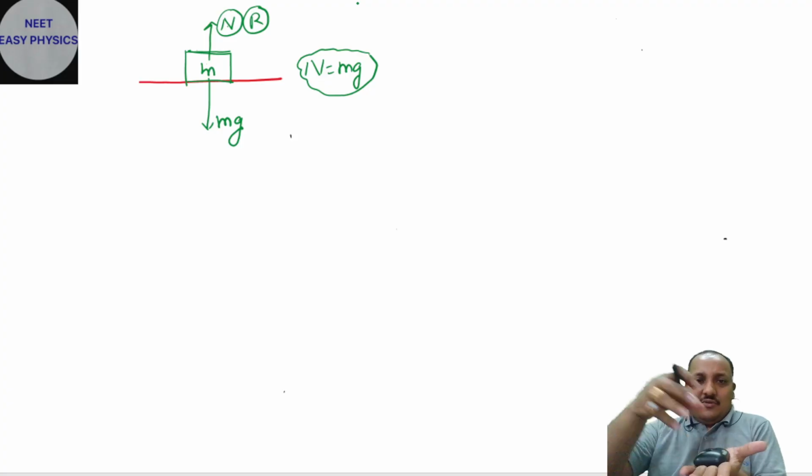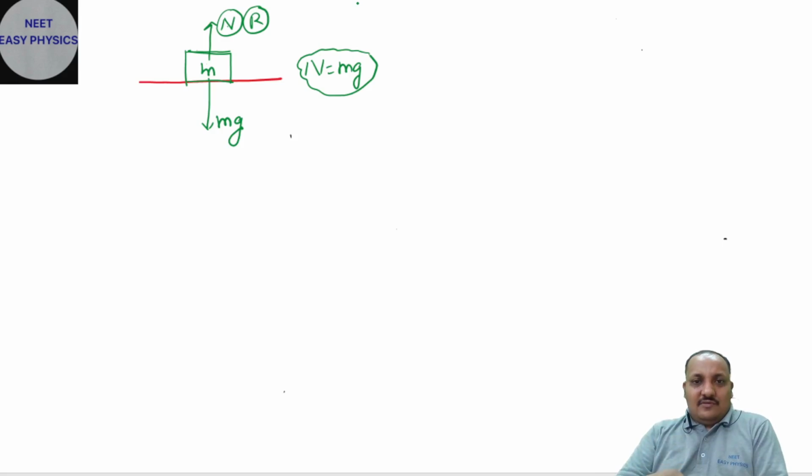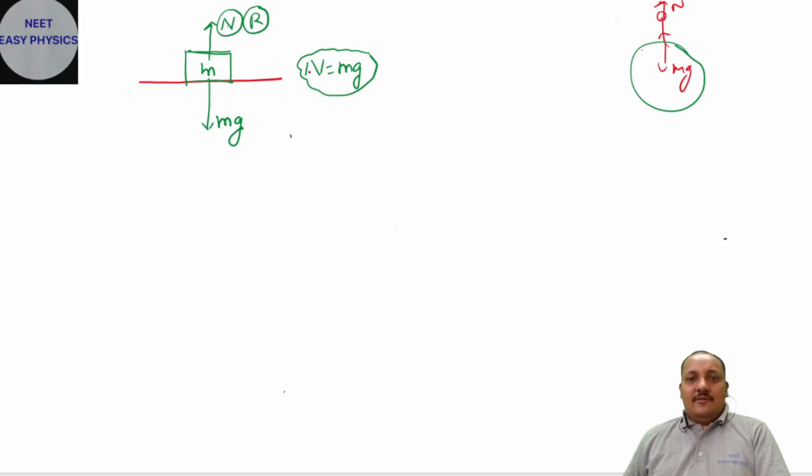If you keep more objects on my hand, then what will happen? My hand will move downwards. Then it is not in the rest position at that time. If you're standing like this on the surface of the earth, all of us are at rest, because our weight is going to act downwards, so the earth's surface is going to apply a reactant force upwards. N equal to mg.